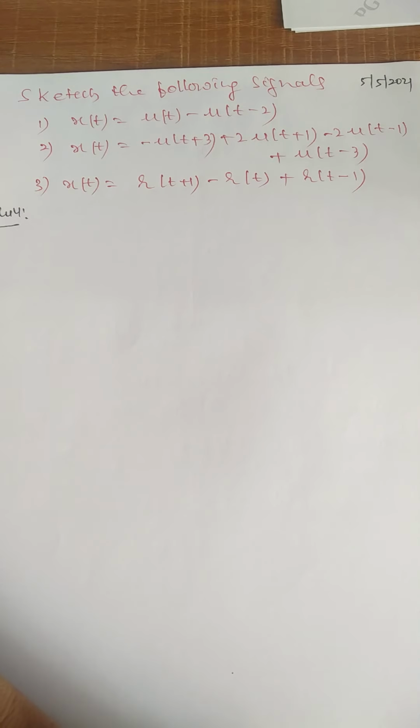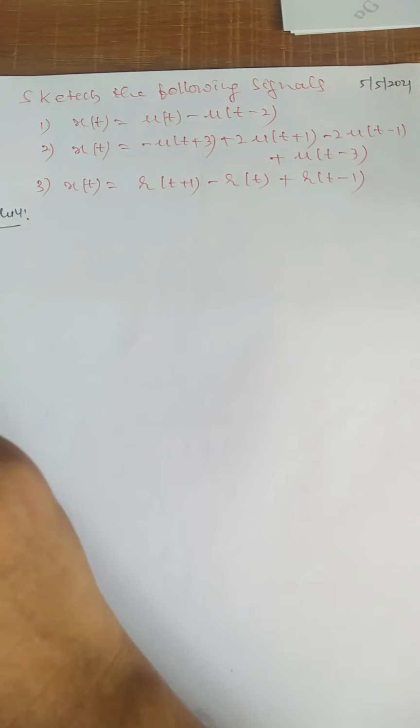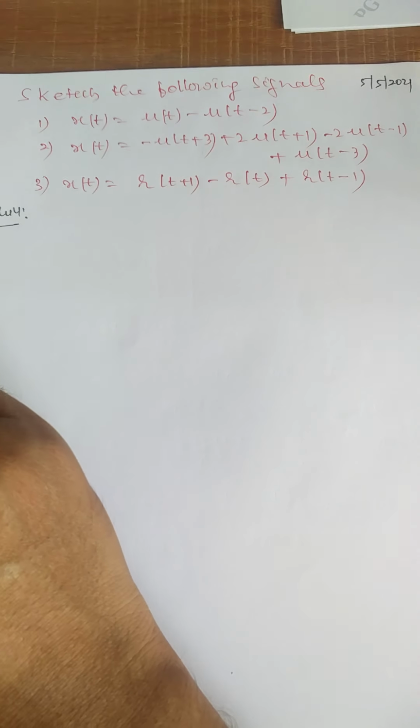Solve some problems on basic operations and signals. Here I have taken a few examples. I sketch the following signals. First one is x of t is equal to u of t minus 2.